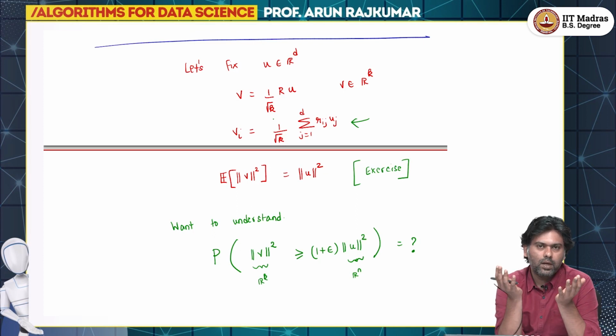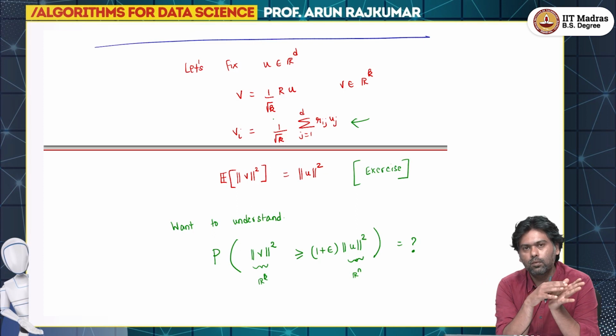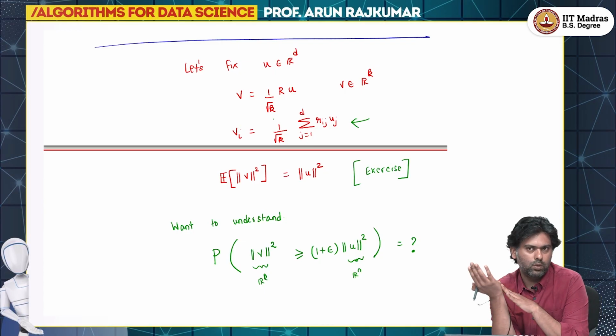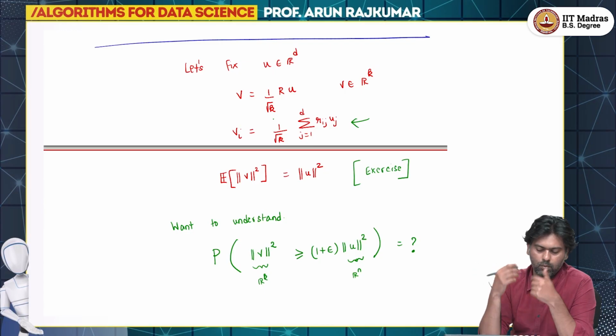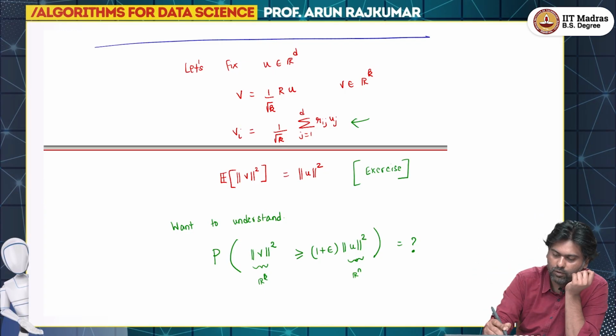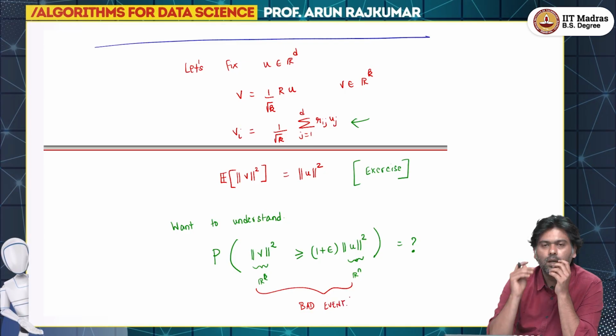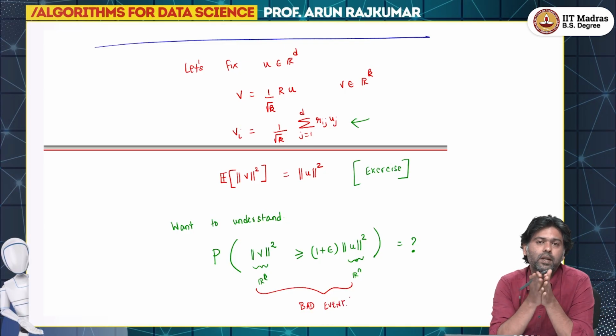If it is a rare event, then the chance that something that I do not want to happen, which is the norm of V squared being greater than or equal to 1 plus epsilon norm u squared, is small. So this is the bad event for us. Why is it bad? Because when this happens, I am not preserving lengths to 1 plus epsilon accuracy. So something bad is happening.